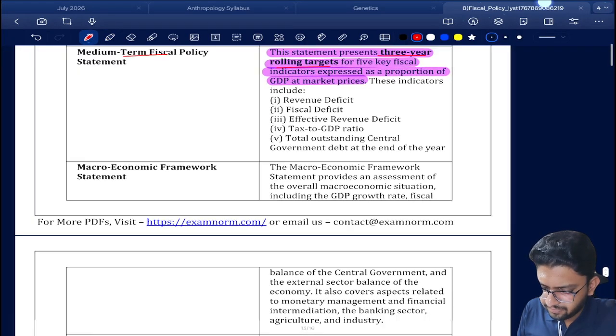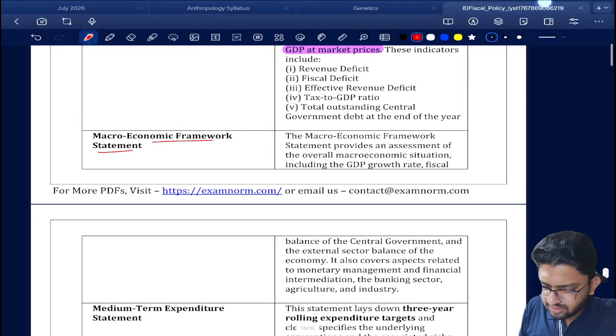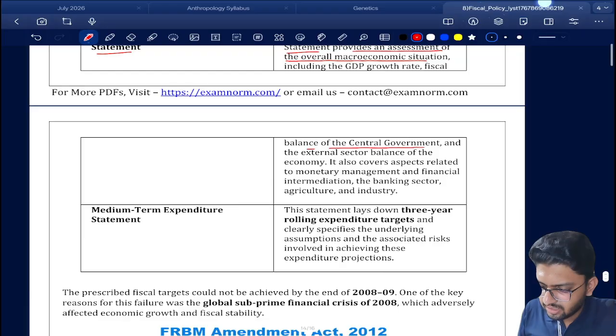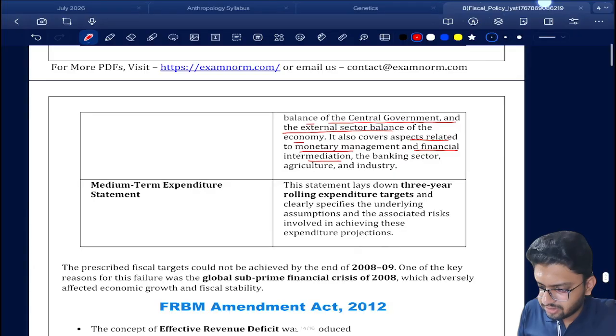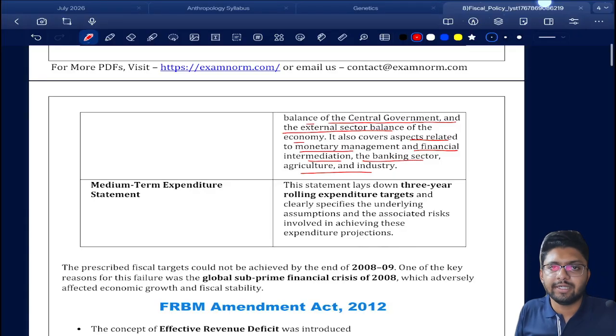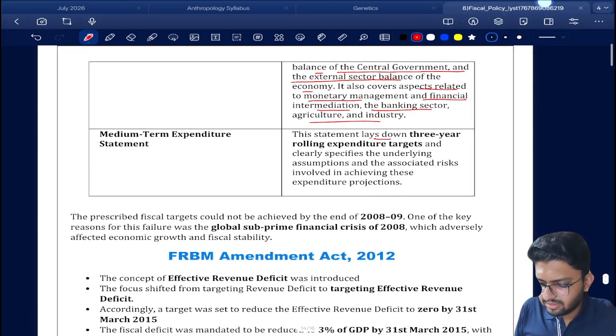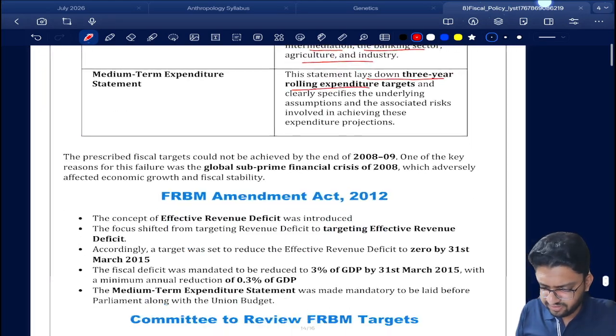Okay, macroeconomic framework statement: The macroeconomic framework statement provides an assessment of the overall macroeconomic situation, including GDP growth rate, fiscal balance of the central government, and external sector balance of the economy. It also covers aspects related to monetary management and financial intermediation, the banking sector, agriculture, and industry. Okay, medium term expenditure statement. This statement lays down 3-year rolling statement target. Okay, fine.